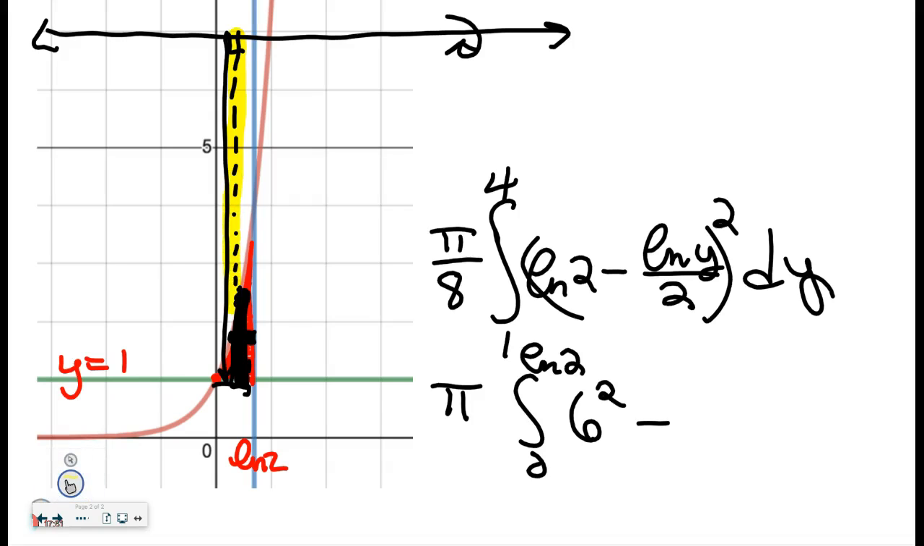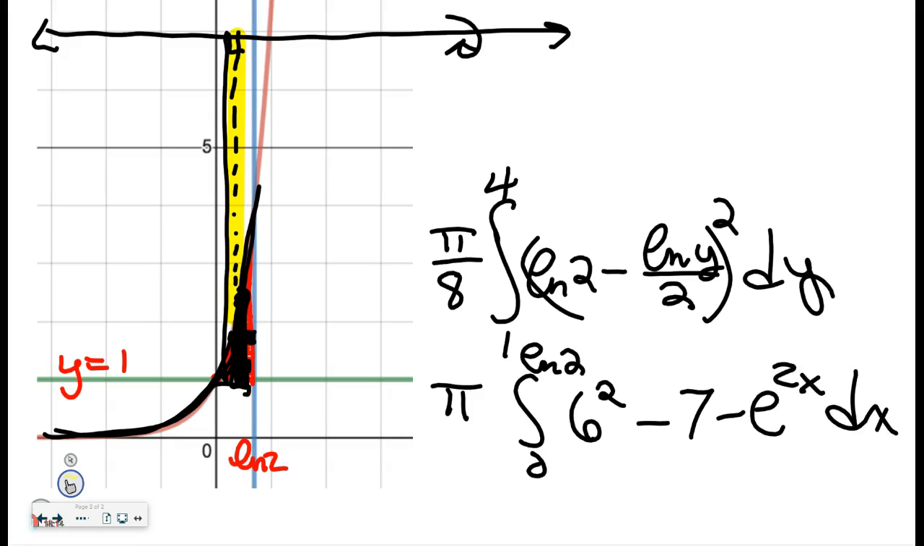So little r is axis to the inner edge of the curve, or the top of your representative rectangle. Top minus bottom. What's bottom? What's the bottom? e to the 2x. What's wrong with it? I didn't square it. Okay.